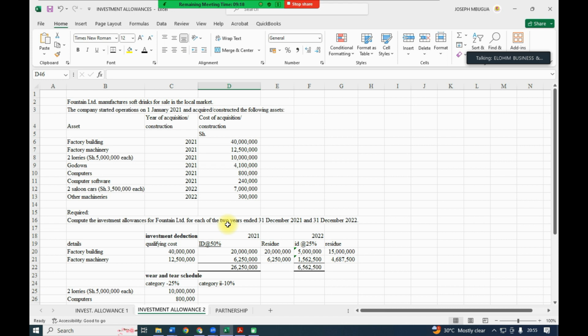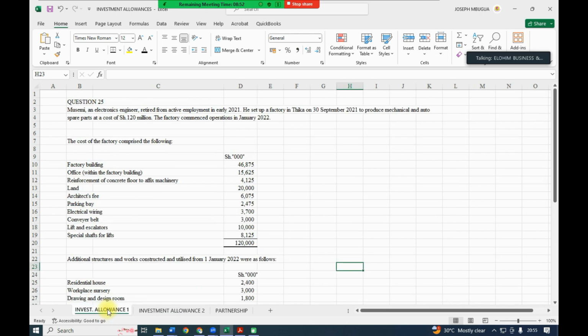We look at the second part of it, which is investment allowance 1. That was the first question. Hoping you have understood this one, unless there is a question or any clarification based on this one for Fountain Limited. Question or clarification, just use the box, or you can just unmute and ask.